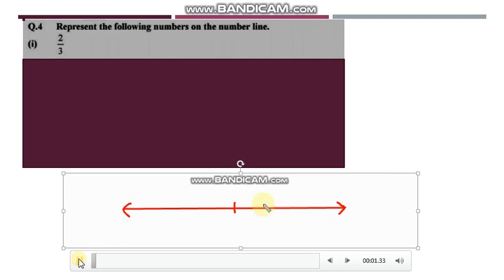First, draw a line, mark equal gaps on both sides. In the center, we will write 0. On the right side, we will write positive numbers. On the left side, negative numbers.